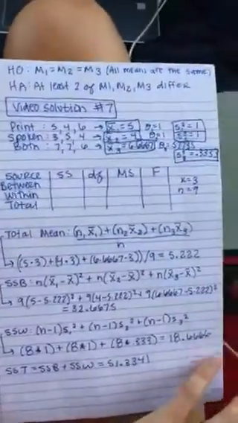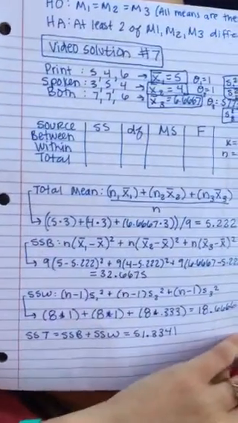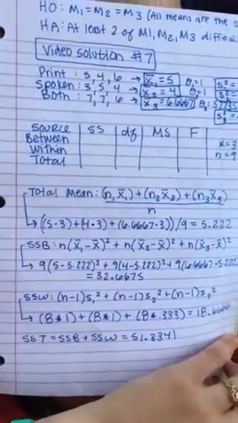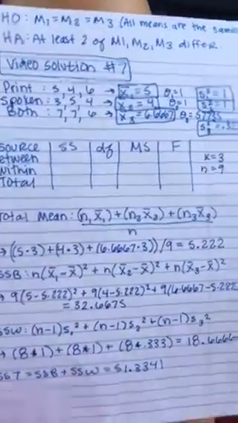So this problem has us take a look at 9 students who were shown words in different ways, either printed or spoken, and then asked to recall them.